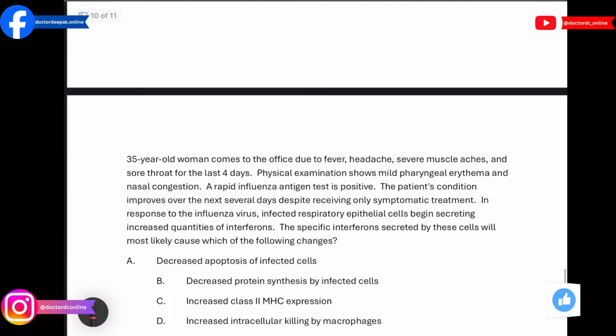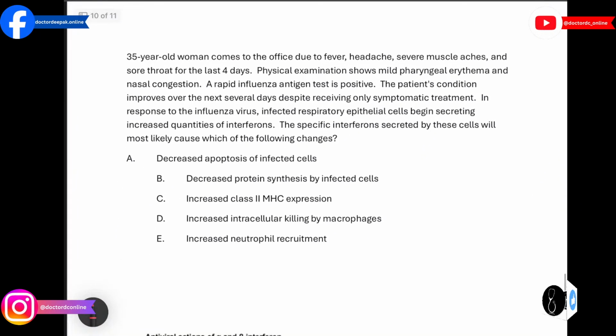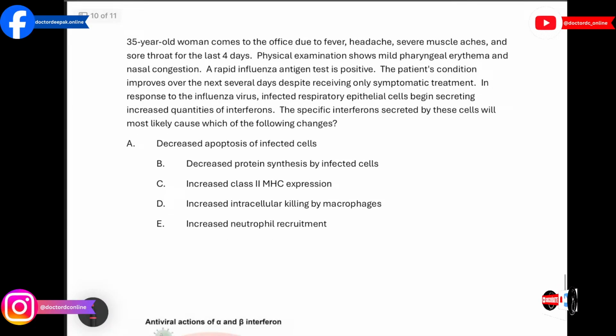Now we are moving to our next question. Our next question is: a 35-year-old woman comes to the office due to fever, headache, swelling, itching, and a sore throat for the last 4 days. Physical examination showed mild pharyngeal erythema and nasal congestion.